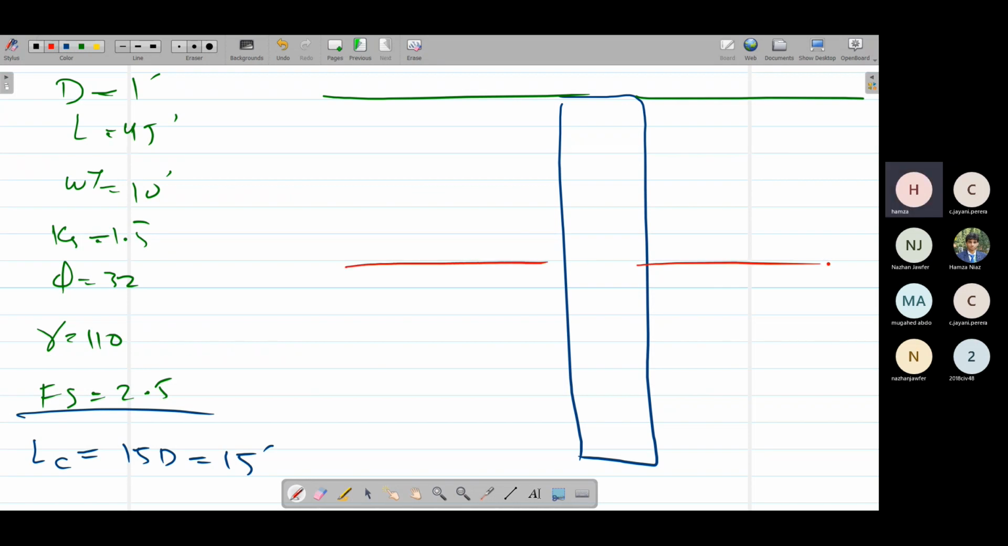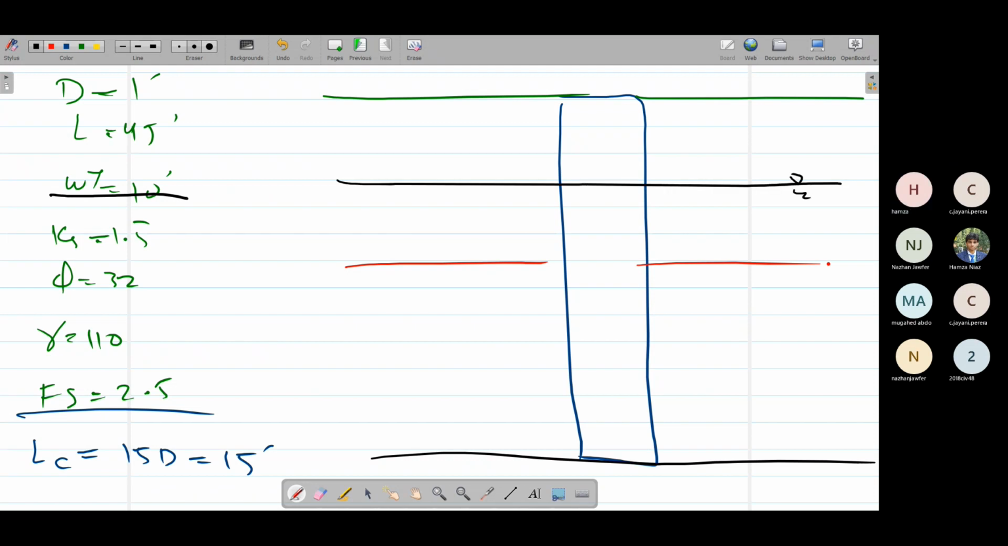So we have divided our pile into two layers. But if we look at the question, we are also given that the water table is at 10 feet. So we actually have three layers: the first is 10 feet to the water table, the second is 5 feet, and this is our critical depth LC. The last is the remaining portion of the pile, that is 45 minus 15, which is 30 feet.